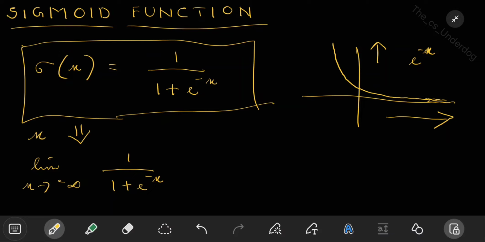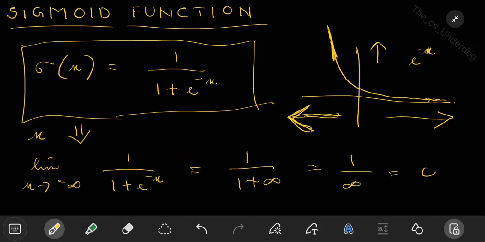If the value of x tends to minus infinity, that is, if x is taking very largely negative values, what happens to the value of e power minus x? It is going very high. The value of e power minus x is approaching infinity when x is approaching minus infinity. So this can be written as 1 by 1 plus infinity, that is 1 by infinity, which is 0.